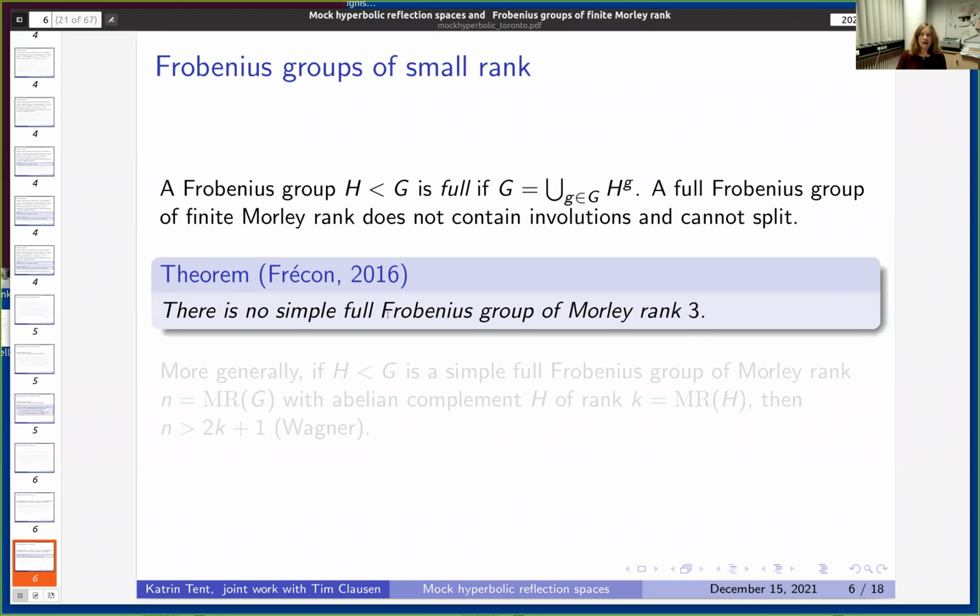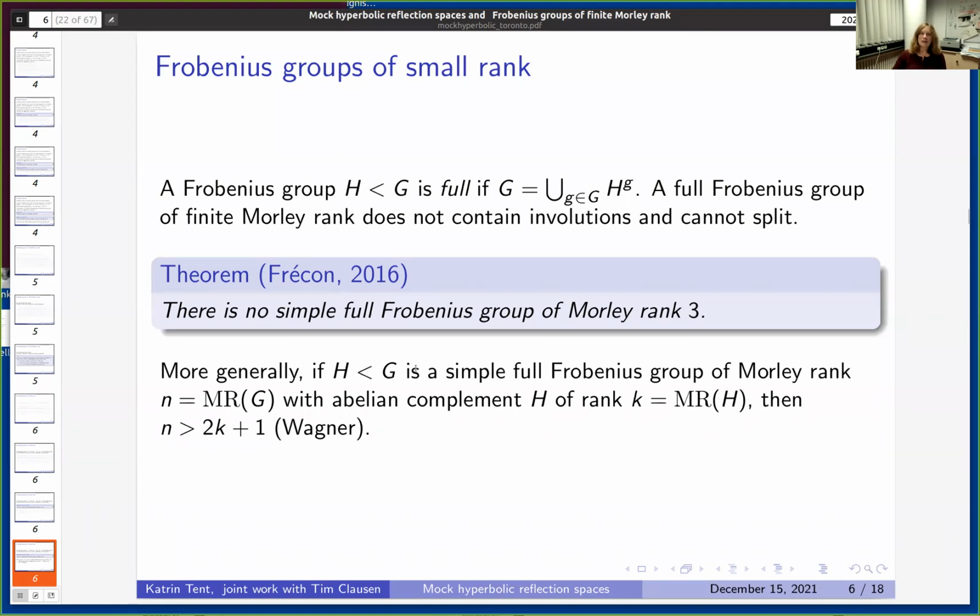And then Frank Wagner generalized that and said if G is a simple, full Frobenius group of Morley rank n, and H is abelian, and the rank situation between H and G is like this: k is the Morley rank of H, n the Morley rank of G, then n has to be at least 2k plus 1. See here in this case where the group has Morley rank 3, and we said it suffices to consider connected complements, then the Morley rank of H has to be 1. In fact, that's easy to see.